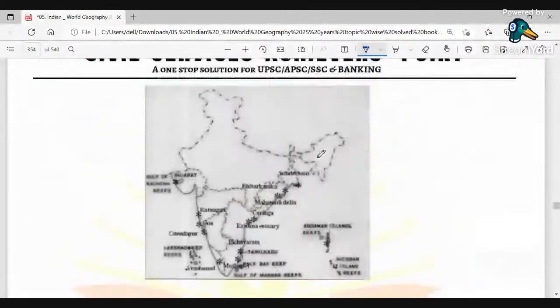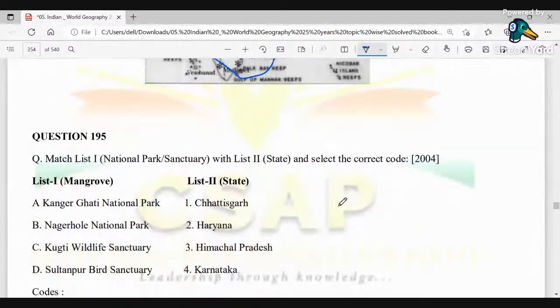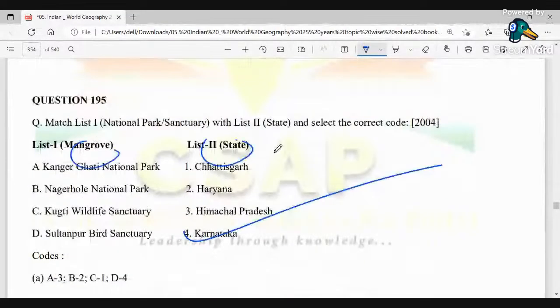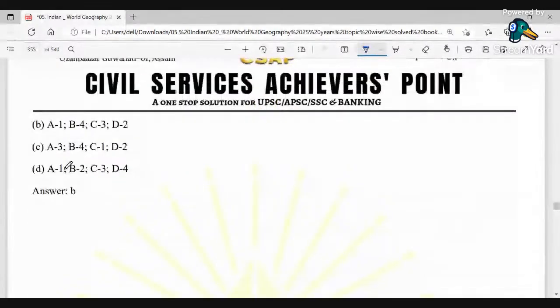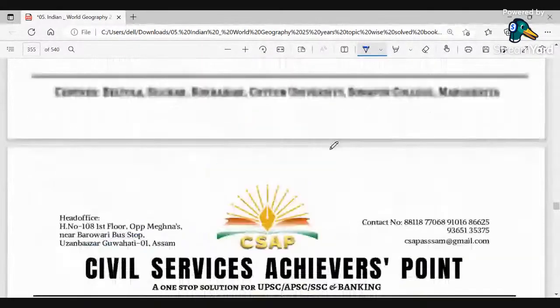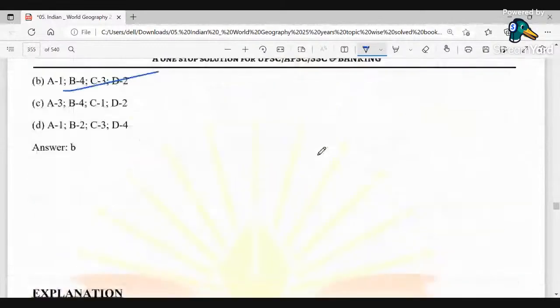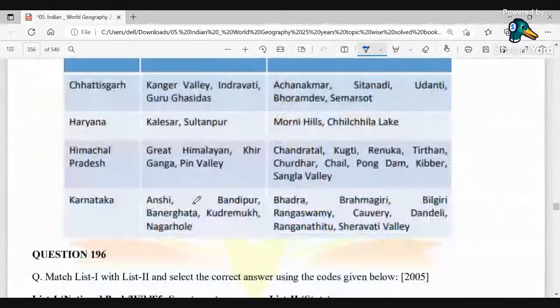So we know about the mangroves in India. You can see the locations of mangroves in India. Then next, mangroves and the respective states. Here also we can see the B option is correct: A1, B4, C3, and D2. Okay. Then you have the explanation of all these parts.